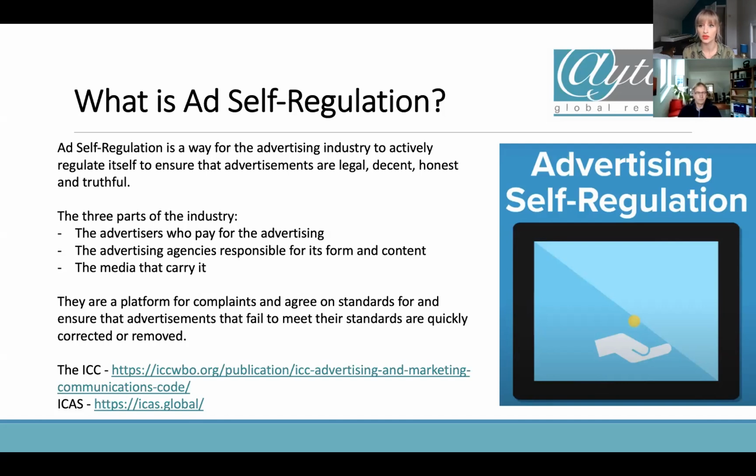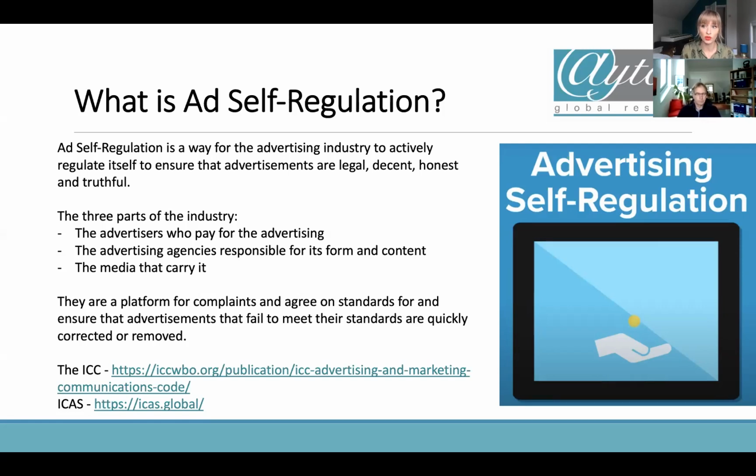So it's really important to make sure that your adverts are not going against any authority's code of conduct before they're placed on the market. There are 3 parts of the industry that need to be aware of the advertising authority's code of conduct: the advertisers who pay for the advertising, the advertising agencies responsible for its form and content, and the media that carry it. If you fall into any of those 3 parts of the industry, you really need to be aware of what the advertising authorities are saying in the country where you're selling your product.